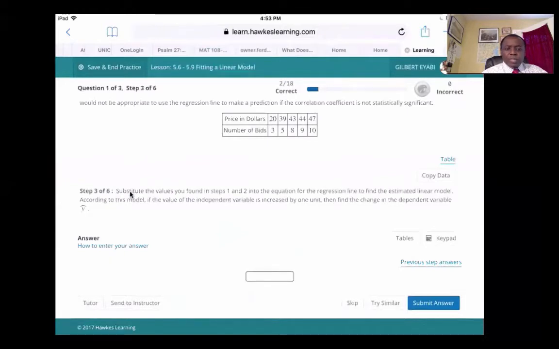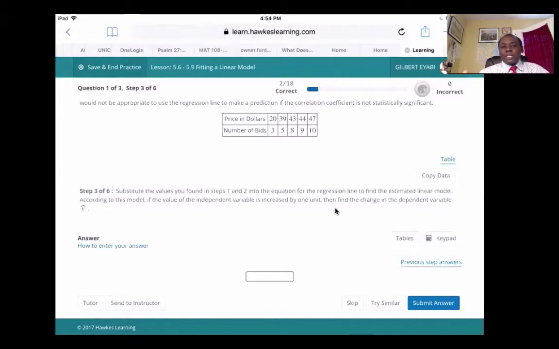The next question would be: substitute the values you found in steps 1 and 2 into the equation of the regression line to find the estimated linear model. That means y equals ax plus b. According to this model, if the value of the independent variable is increased by 1 unit, then find the change in the dependent variable. Now, this question will be asked in several ways, and try not to fail the question. Basically, the independent variable is your x, and the dependent variable is your y. X goes along with a, and a is your slope. Okay? Slope is the rate of change.